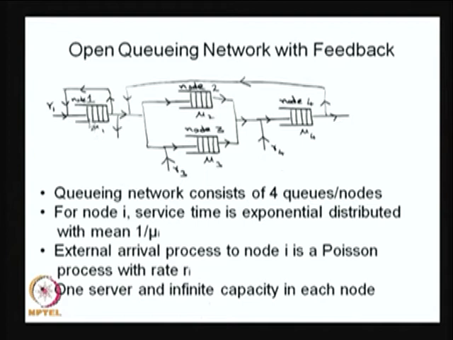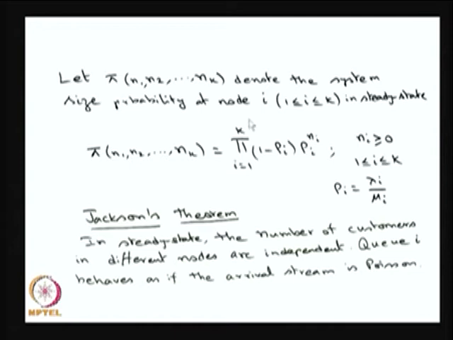That means, as a function of time, the system may depend on the number of customers in the other nodes, but in steady state it behaves independently and each one behaves like an M/M/1 queue. Therefore, you can get the joint distribution of Ni customers in the ith node as the product of the individual probabilities, because a joint distribution is the product of individual probabilities if each random variable is independent. So you can use that logic to get the joint probability as a product form solution.